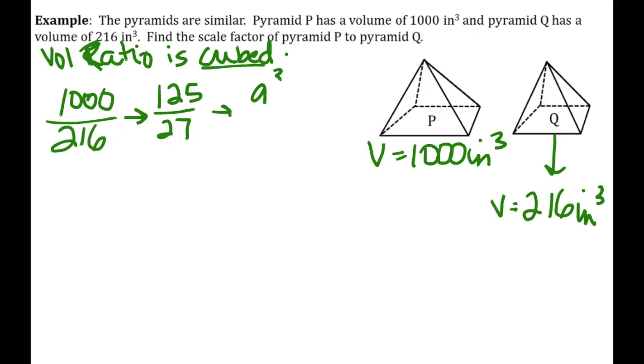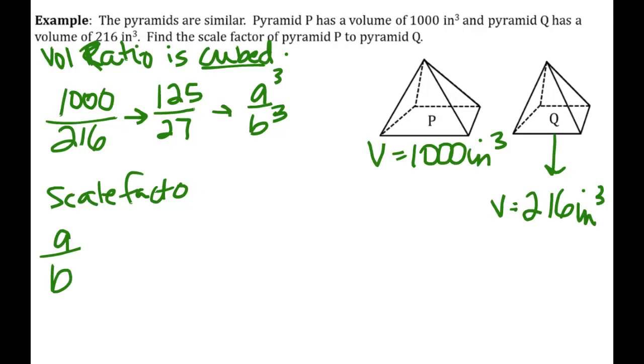Remember, that's A cubed over B cubed. So let's talk about scale factor. My scale factor is A over B, the linear units, not cubed, not squared: A to the first power, B to the first power. That's what I have to find. One of my students formerly said that we have to uncube these numbers. So really what we're doing is taking the cube root.